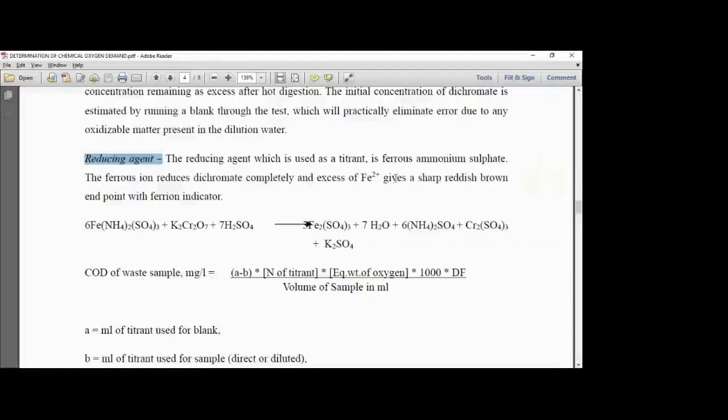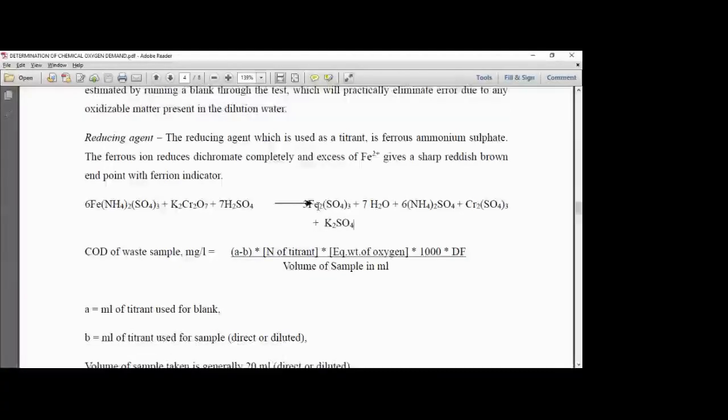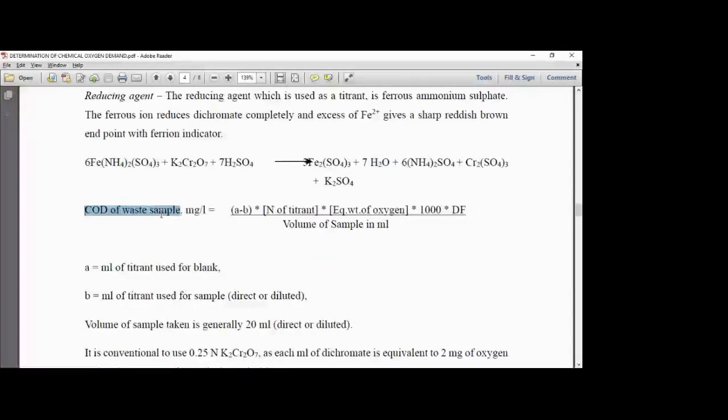Reducing agent, I've already told you, is ferrous ammonium sulfate. The ferrous ion reduces the dichromate completely, with excess Fe2+ giving a sharp reddish brown endpoint with a ferroin indicator. Keep this test in consideration. Now the COD formula that we are going to use is (A minus B) into normality of the titrant, into equivalent weight of oxygen, because we are determining the oxygen requirement only, into 1000 into DF, that is the dilution factor, divided by the volume of the sample in ml.